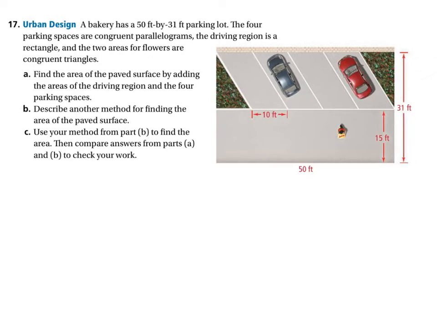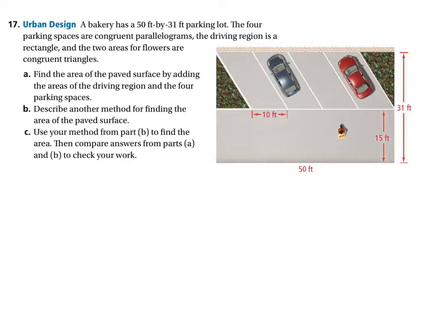Okay, so there's a bakery and it has a 50-foot by 31-foot lot, and that's going around the entire lot. That's including the grassy area, the parking spaces, and this driving area too. Okay, that's their whole thing. Now, the 4 parking spaces are congruent parallelograms, and the driving region, this right here, is a rectangle. And then there's 2 areas for flowers that are congruent triangles.